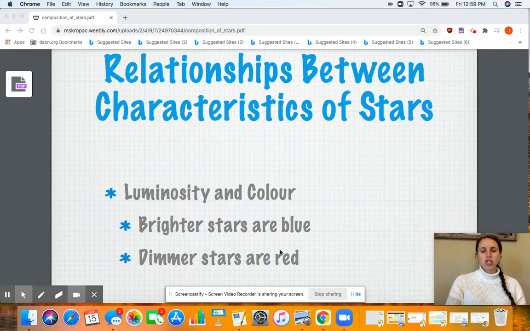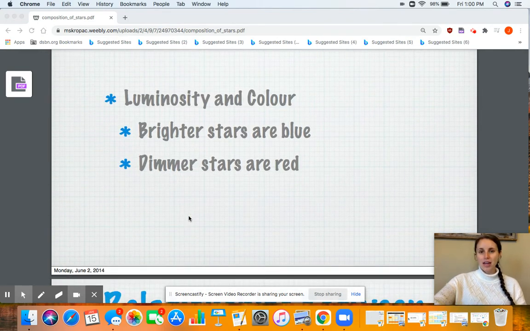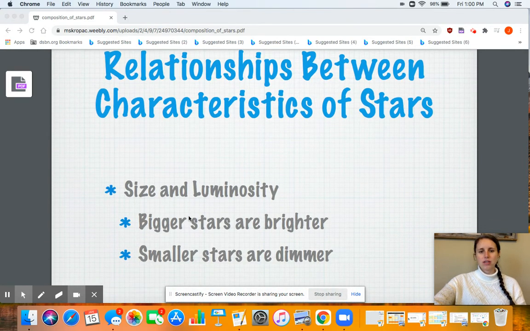There's another relationship between luminosity and color as well. Brighter stars are said to be blue and dimmer stars appear to be red. So if you're looking up at the sky and a star appears blue, you know it's got a high luminosity. It's going to be very, very bright. And if you see a red star, it's going to have a low luminosity, so it's going to be dimmer. So again, you can see how bright a star is based off of its color as well. Color is a great indicator of all these characteristics of stars.